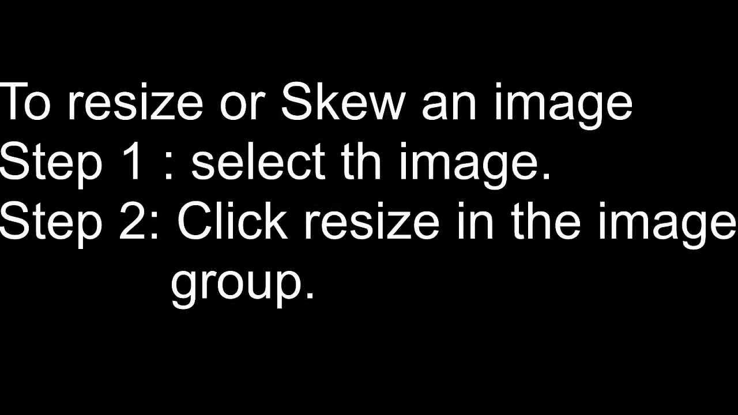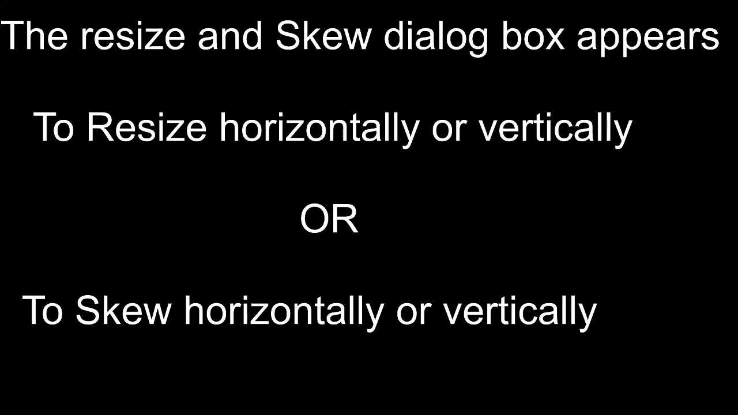To resize or skew, step 1, we have to select the image. Step 2, click resize in the image group. When we click the resize in the image group, we will be getting the resize and skew dialog box. From that, we have to choose any one of the options given below, that is to resize horizontally or vertically, to skew horizontally or vertically. So when you click that option, the picture will get resized or skewed.